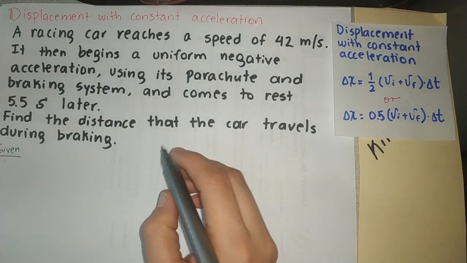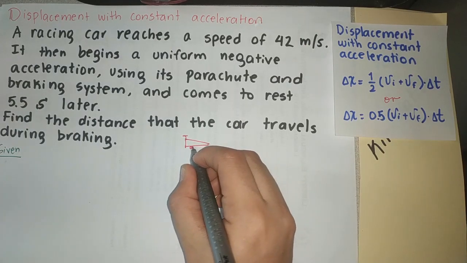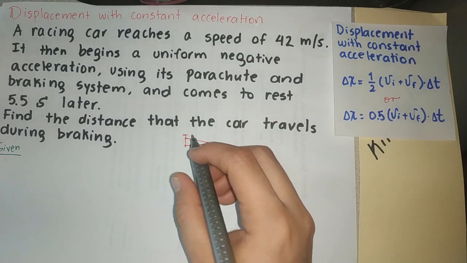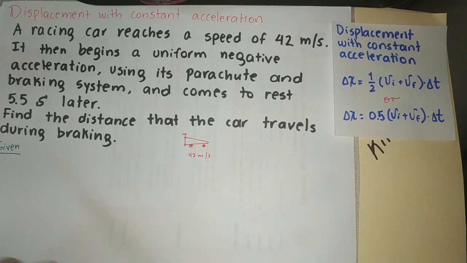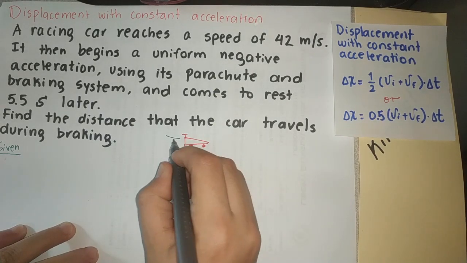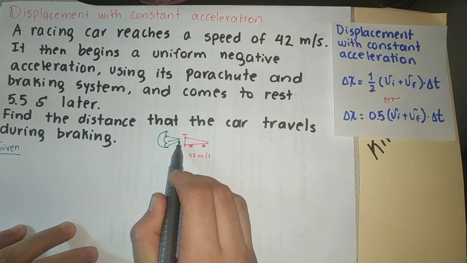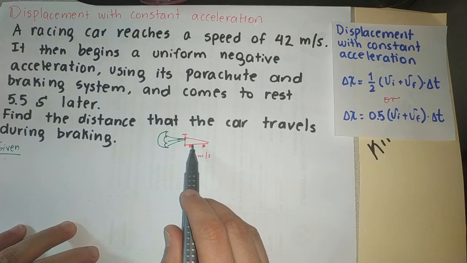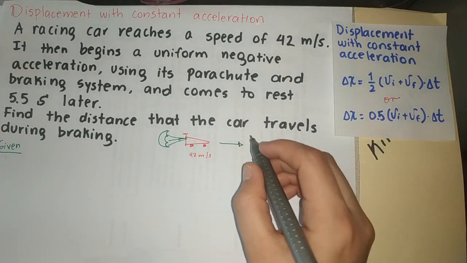Let's imagine a racing car to be like this. So it is traveling at 42 meters per second. Now it says, using its parachute and braking system, it comes to rest. Its parachute is like this. So the air that comes inside the parachute is going to slow down the car. So at the end, what is going to be our final velocity of the car?